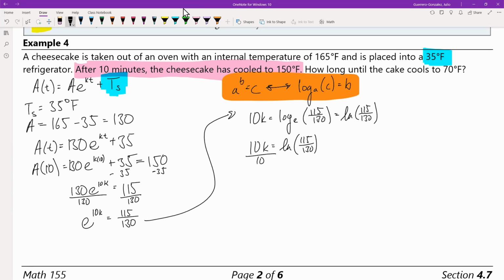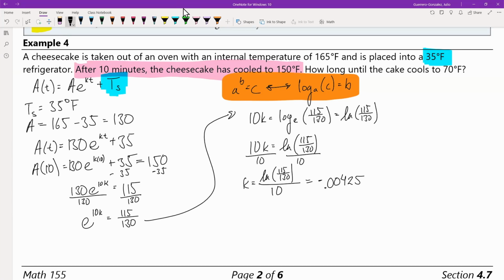I'm going to rewrite it really quick. 10k is equal to the ln of 115 divided by 130. Divide by 10, since I want my k by itself, right? k is equal to the ln of 115 divided by 130, divided by 10. And if you compute this out, negative 0.00425. And make it look nicer.